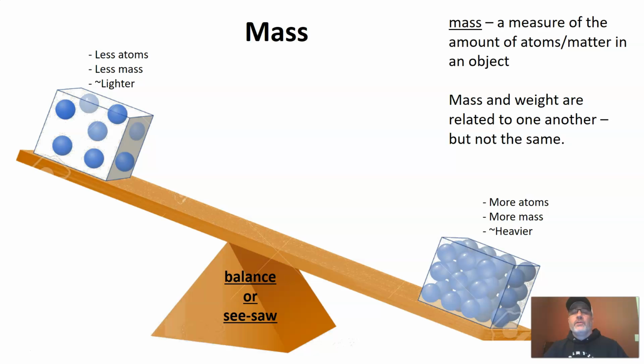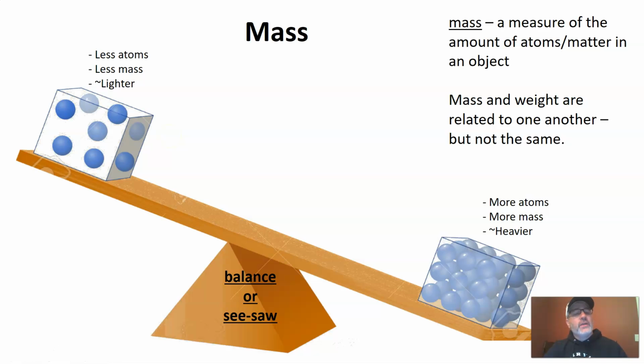Okay, so let's take a look at this particular object. So on this balance or on this seesaw, we have two different cubes. We have two different objects. Now we can see that this cube over here that is up in the air, it has less atoms in it.